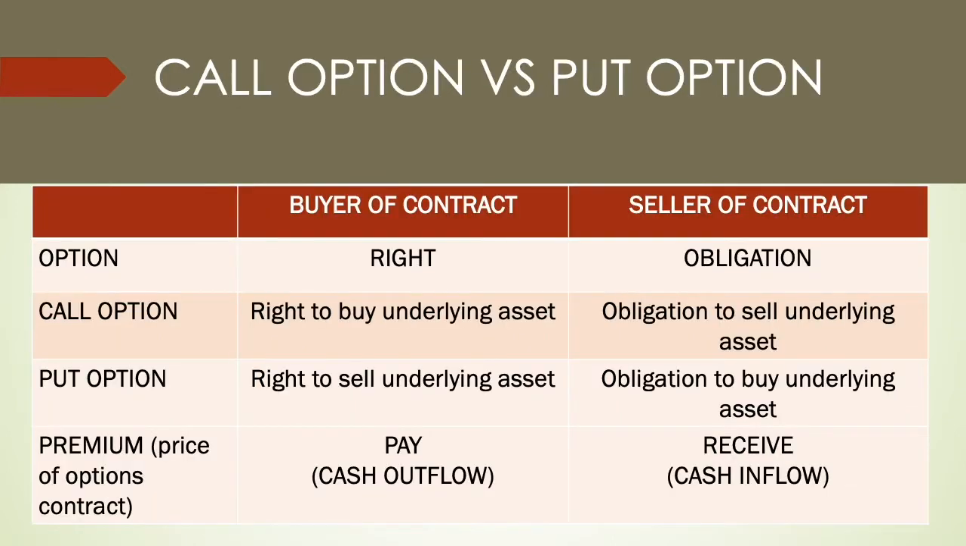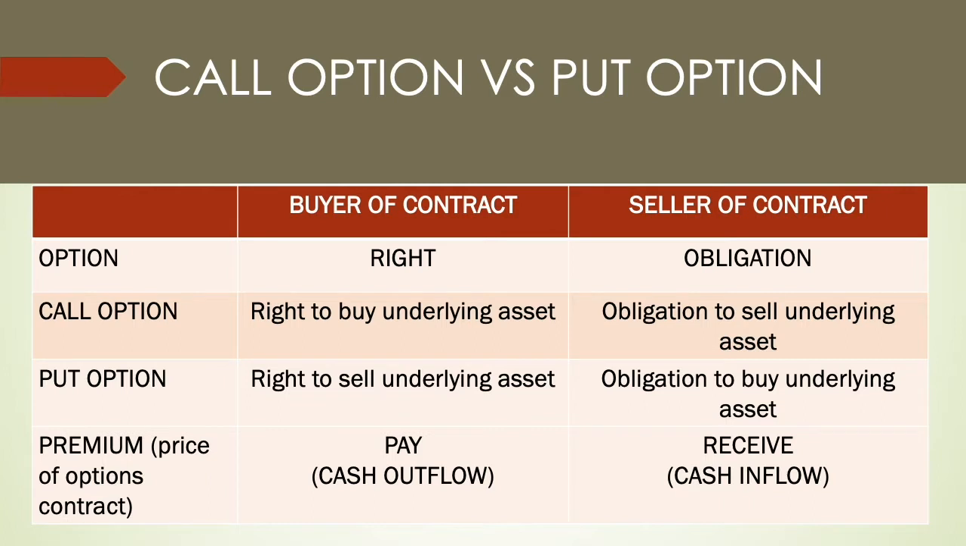We have two types of option contract in the market. The first one, we call a call option contract. The second one is a put option contract. So, as I mentioned before, an option contract is a contract where the buyer gets the right to exercise and the seller gets the obligation to exercise the contract.